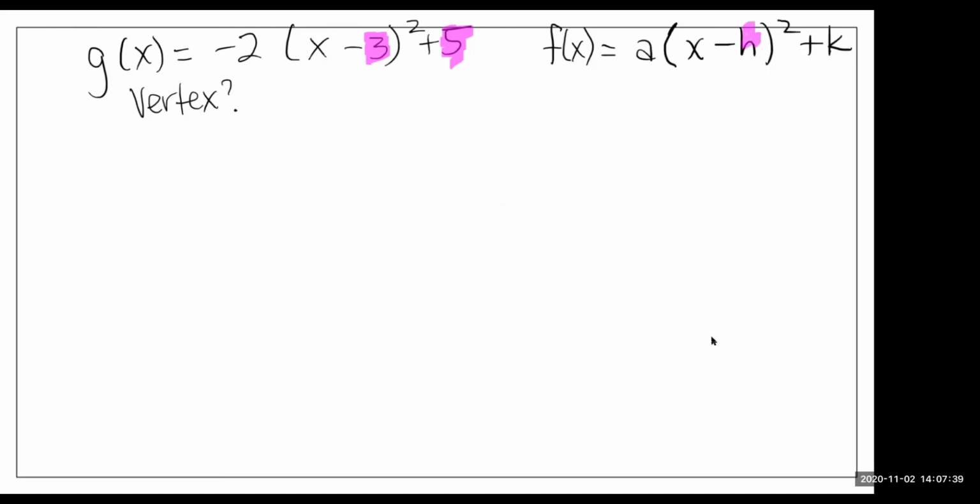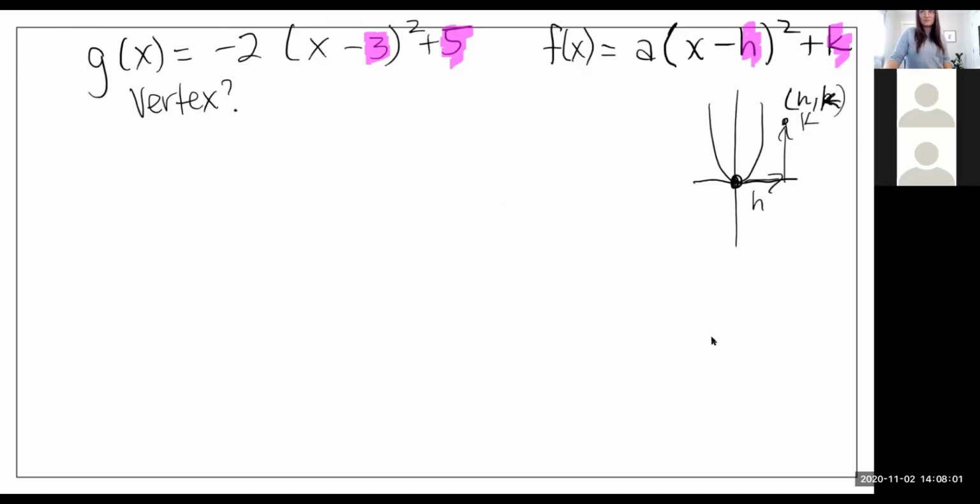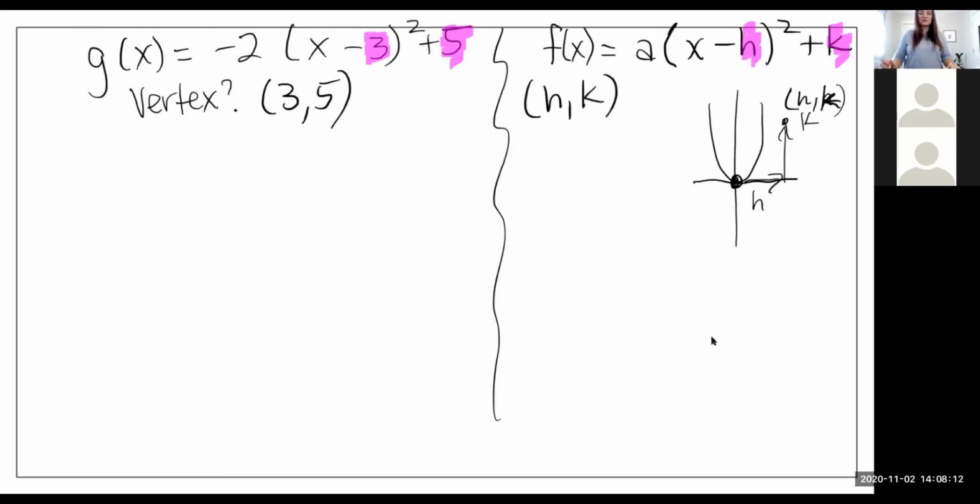You've got your (h, k) there, right? Because you're starting with (0, 0), and then you're moving it right by h and up by k. Well, obviously the signs could change, but that's going to leave you with an (h, k) vertex, right? So the vertex in this case, you should be able to see, is (3, 5), and in general is (h, k) for something like that.